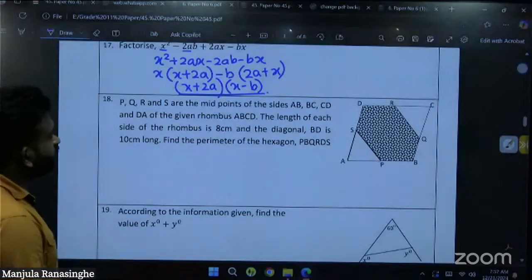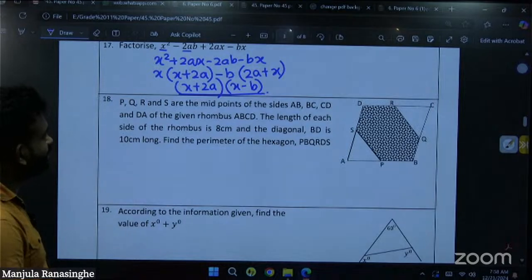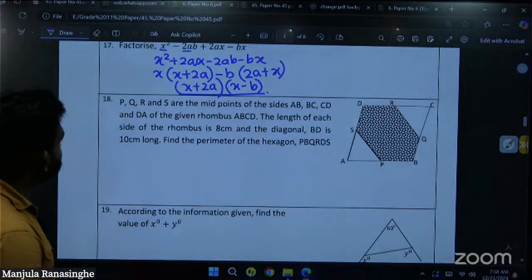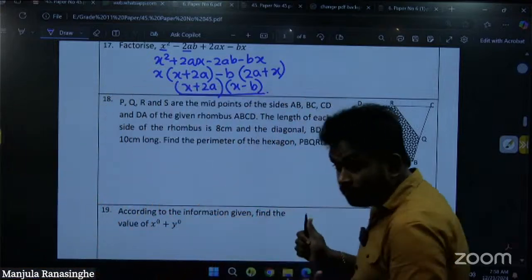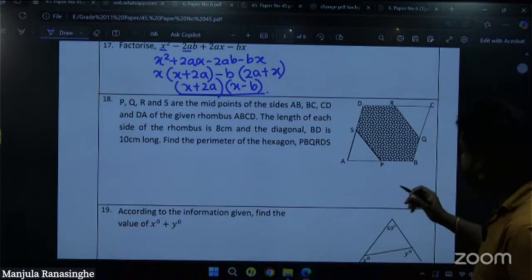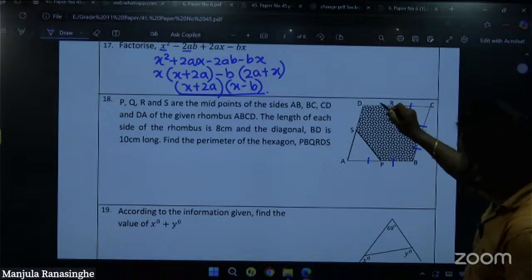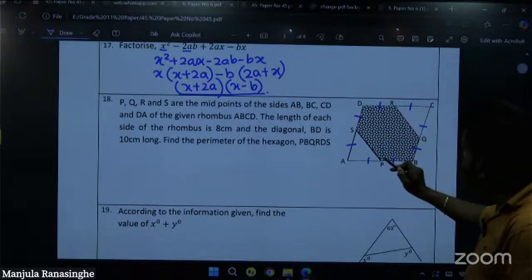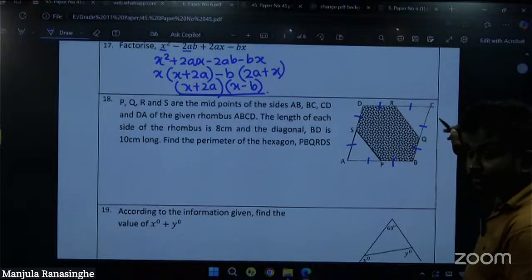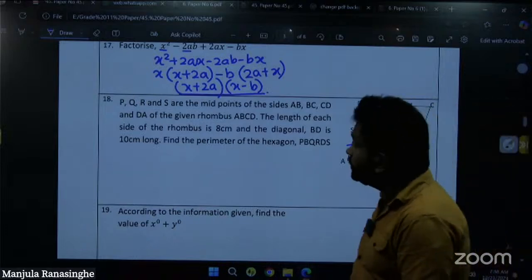P, Q, R and S are the midpoints of the sides AB, BC, CD, and DA. Right. These are the midpoints of the given rhombus. Rhombus means all 4 sides equal. Then with these midpoints, these individual parts all are the same, I can apply. Why? Rhombus has all 4 sides the same and midpoints mean equal parts. If it is a parallelogram, we cannot apply the same, but in a rhombus, all the sides are equal.